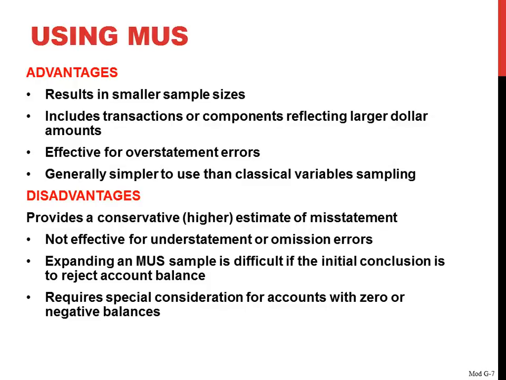It's difficult to expand the sample if your initial conclusion is to reject the account balance. Right? So what are you going to do? Go back? You could, but now you're going to confirm a lot more. So for the efficiency, there are some trade-offs that you're making. You have to think about how you're going to handle accounts with zero or negative balances. Right? So an auditor in that case might look at those accounts separately.